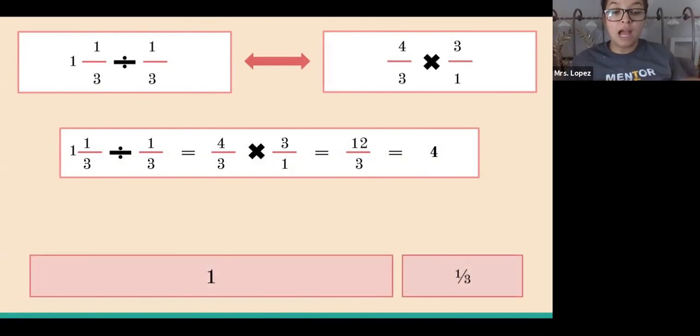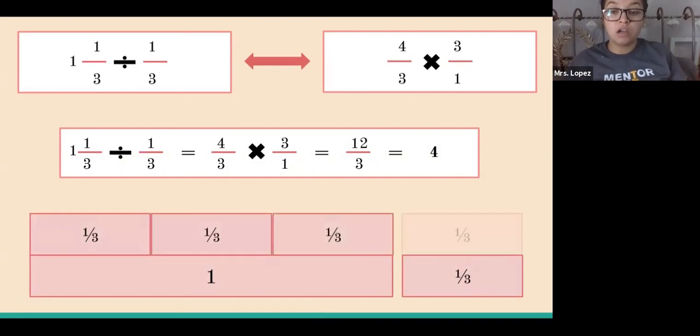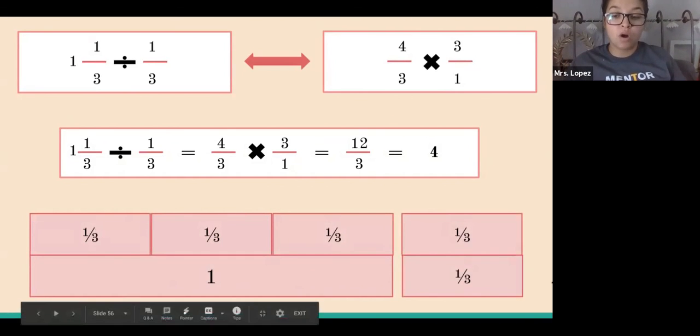And so we have 1 1/3. So we have 1, 2, 3, 4. We have 4 1/3 and 1 1/3.